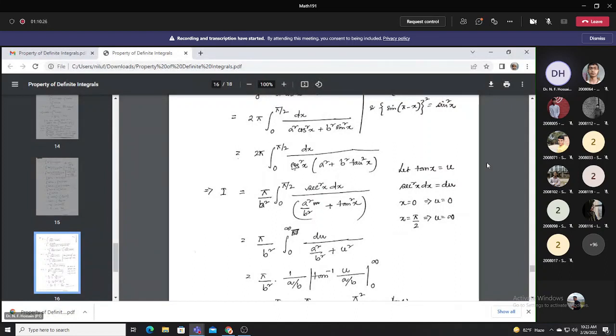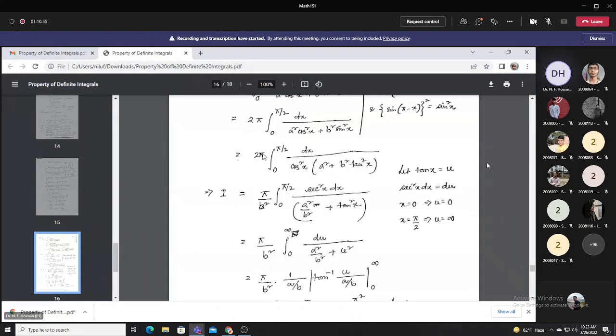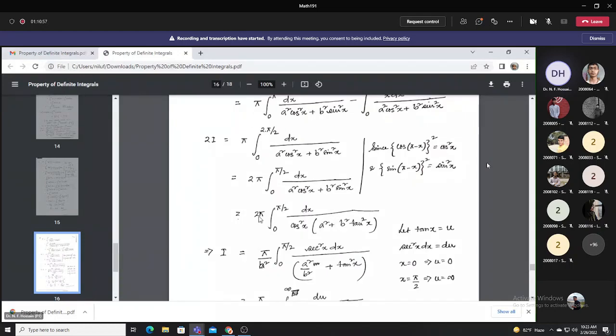And 1 by cos square x means sec square. So sec square dx goes in the upper part, and in the lower part you have a square plus b square u square. Yes, a square by b square plus u square, because tan square is taken as u square, and again you take b square common. So in the first term you will have a square by b square. We are taking b square common. So on the outside, in the left side we had a 2, these 2 and these 2 cancel. So I will be equal to pi divided by b square into integration.